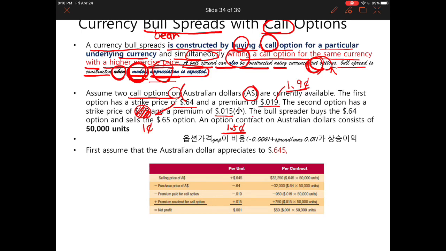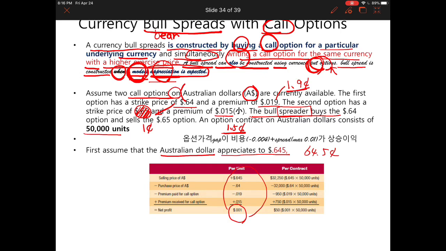And the speculator who wants to construct the bull spread buys both options, 50,000 units. Now, after he constructs the bull spread, the assumption is that the Australian dollar appreciates to 64.5 cents, right? Then what happens to his payoff?